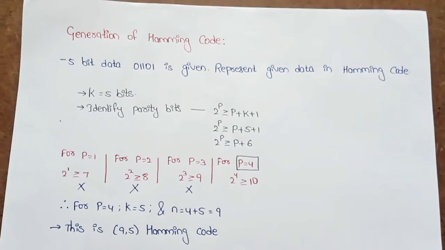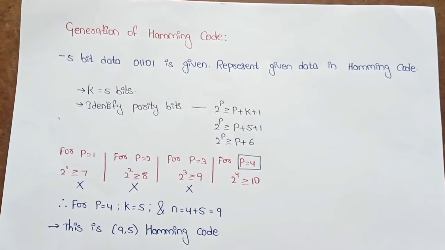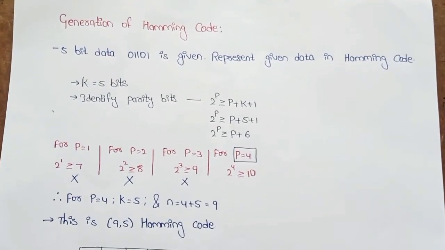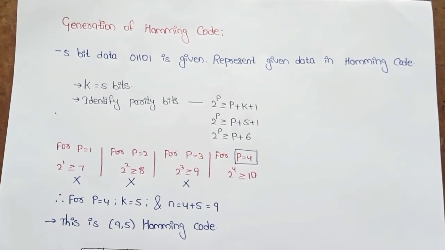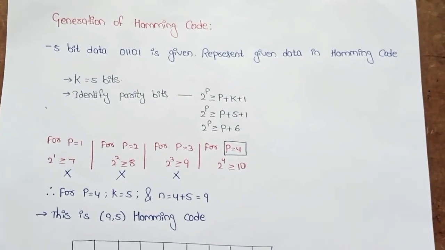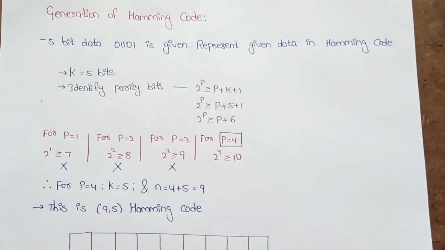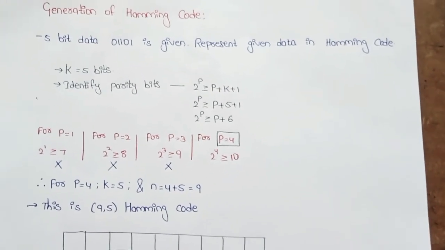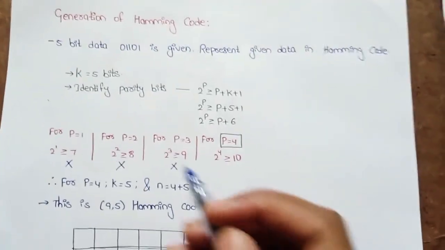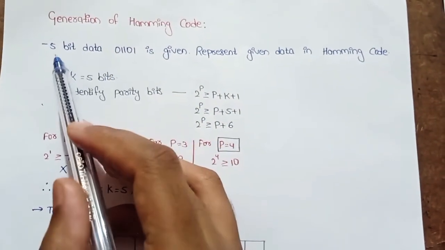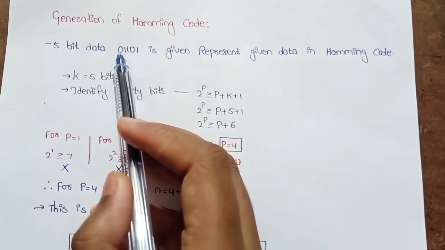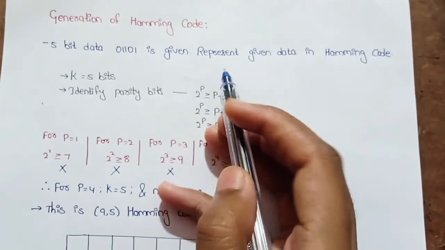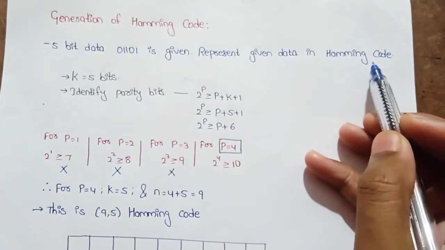As we know, Hamming codes is a part of digital electronics or digital communications, where here I will explain how we can generate Hamming codes. This is a very different case which I am going to consider here so that we will understand Hamming codes from all the dimensions. Right. Here the question is we have 5 bits of data, that is 0, 1, 1, 0, 1, to represent the given data in Hamming codes.